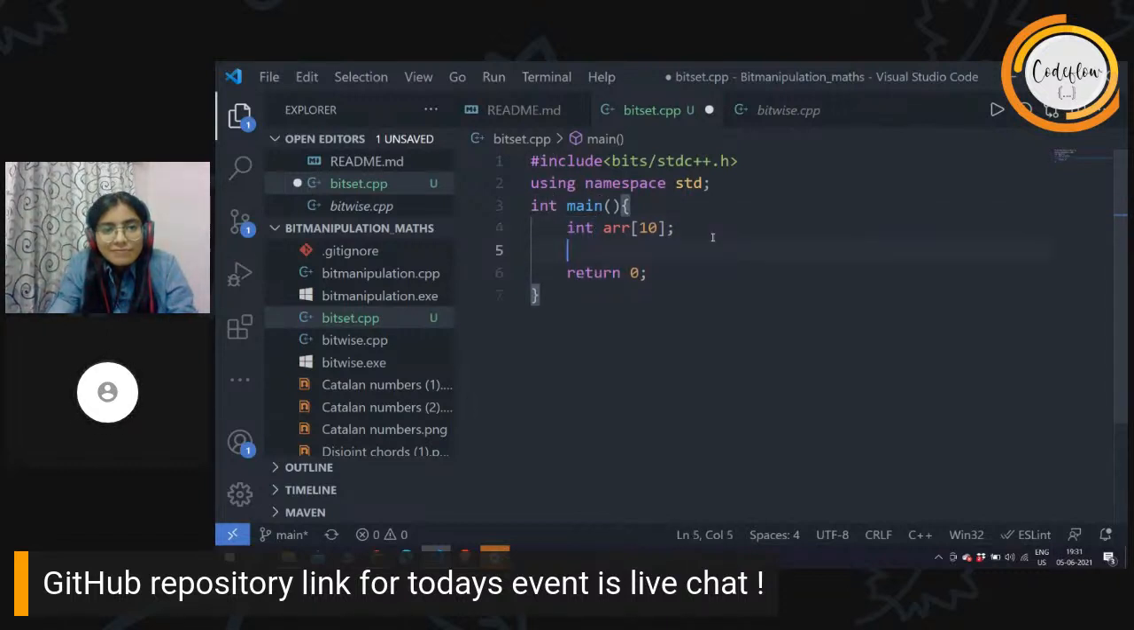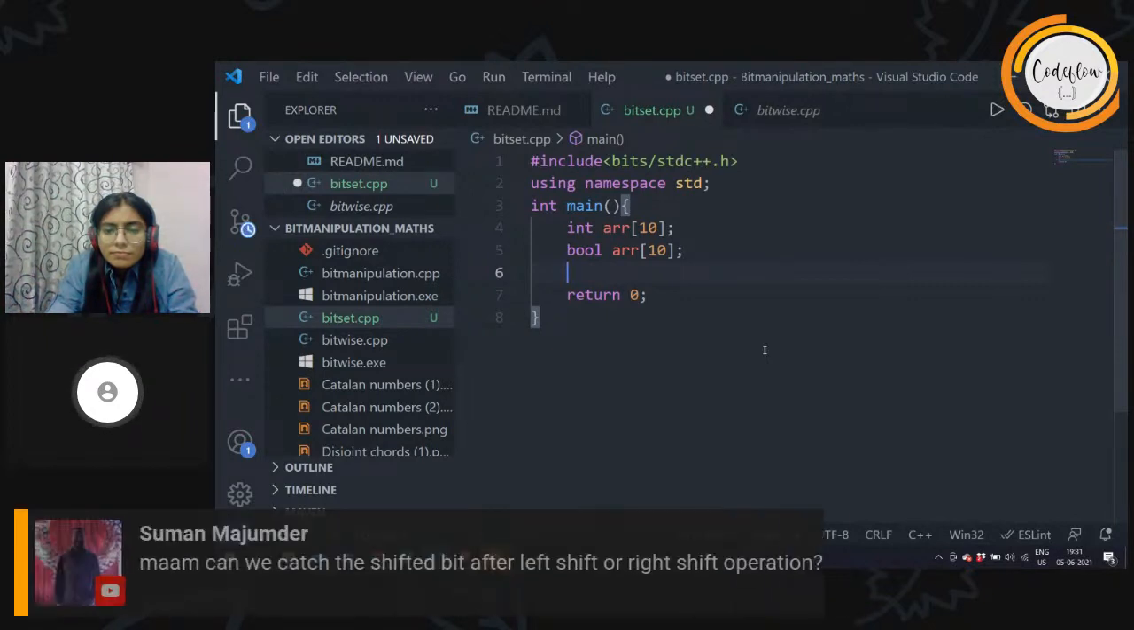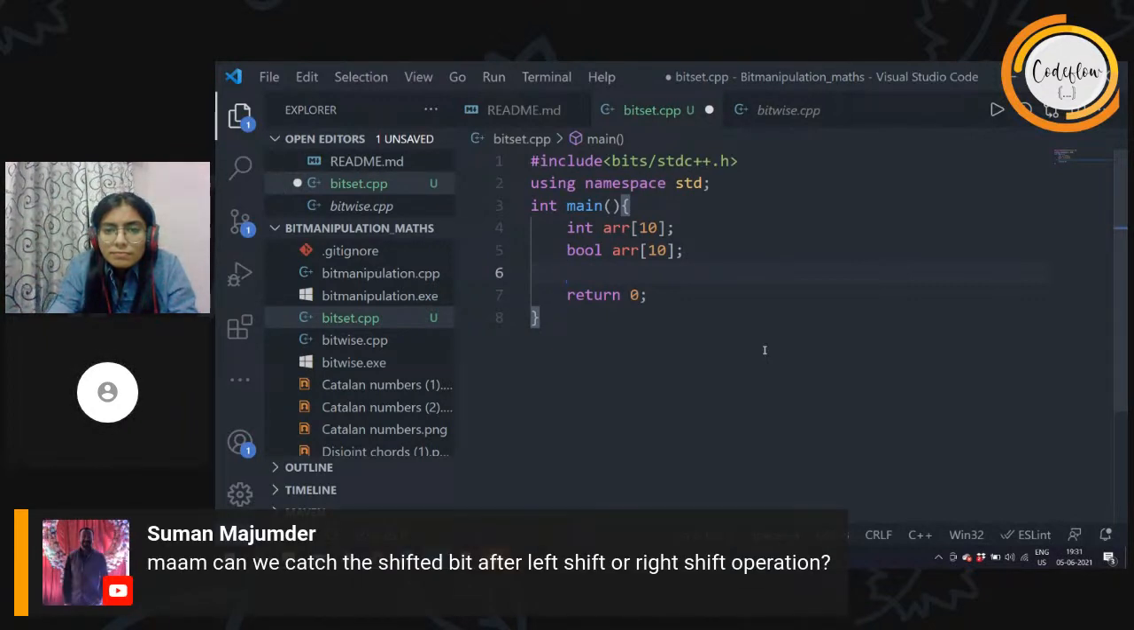Okay, works. What if I want to create a Boolean array? I have a Boolean array and I have it as 10, right? I have the array of 10 integers and another of 10 Boolean values. At every index a Boolean value will be stored, right?